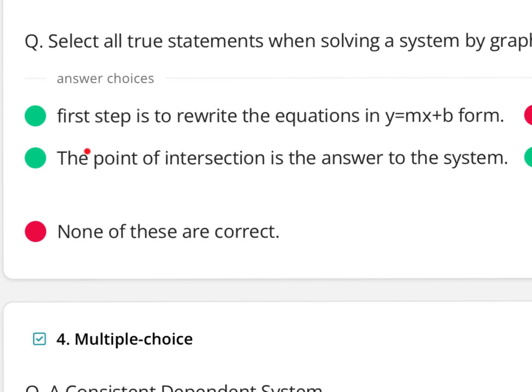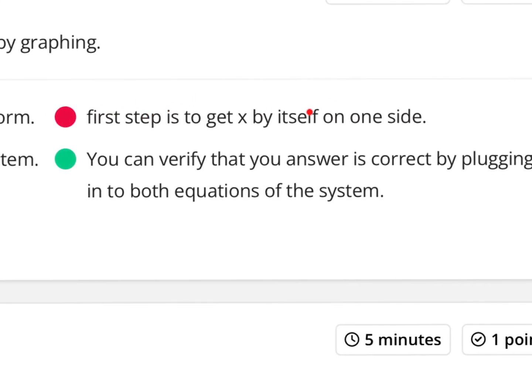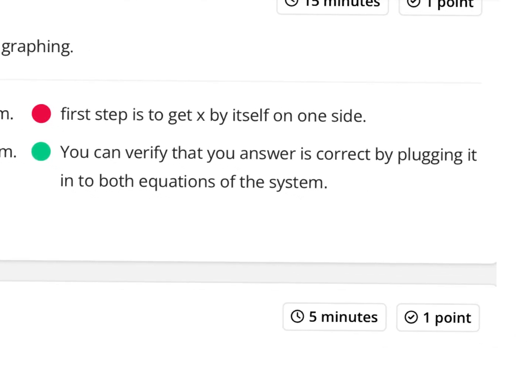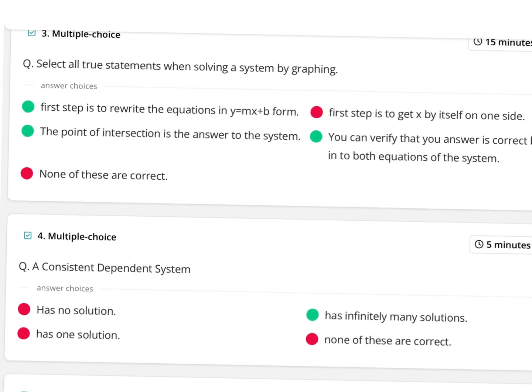What else? It says the point of intersection is the answer to the system. That's a true statement. Wherever your lines cross is the answer to the system. Then it says the first step is to get x by itself. No, that's not right. The last one is also true: you can verify your answer by plugging it into both equations of the system. Once you find your point of intersection, plug it in to see if it works. There will be questions like that.